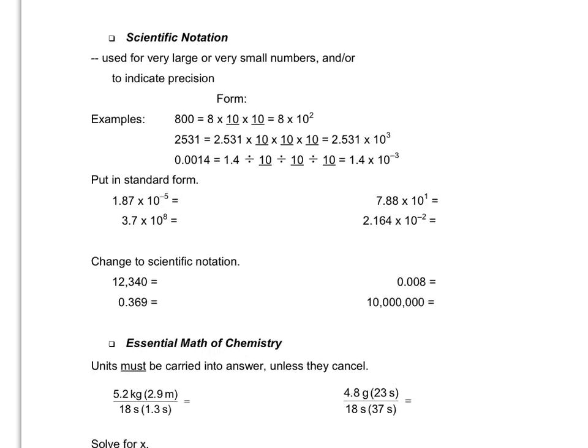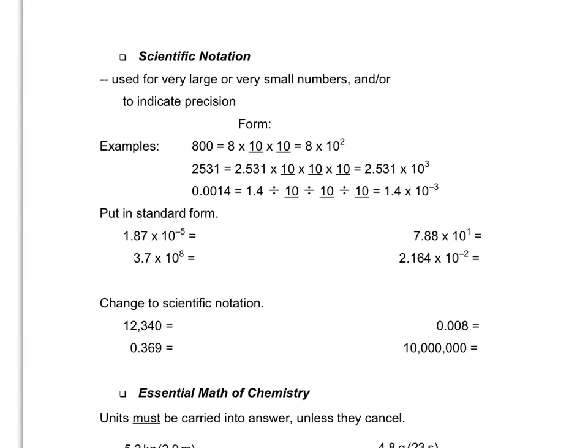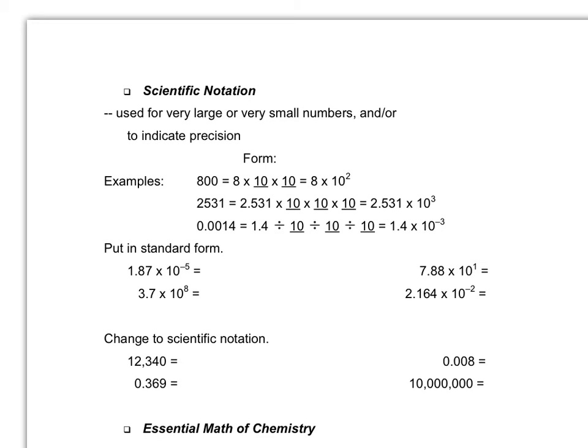So the next thing we're going to look at is scientific notation. And we did a good bit of this, a little bit of this in class. Now, we use scientific notation, it says here again, for very large or very small numbers. And sometimes that's what we use to indicate precision, because sometimes when we need to round to a certain number of sig figs, the only way to do that in an accurate way or in a concise way is to put it in scientific notation.